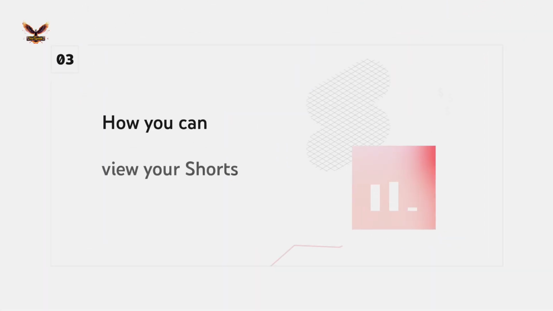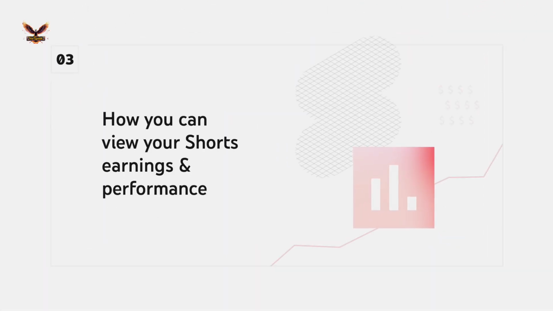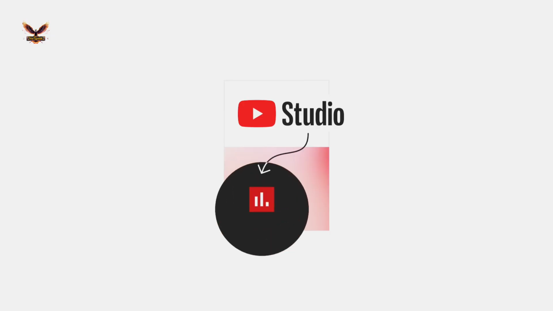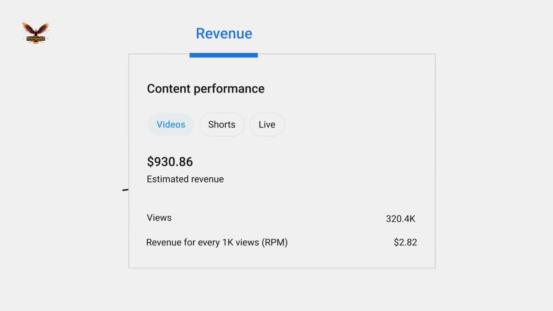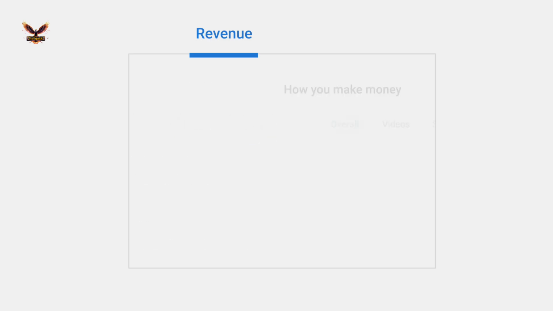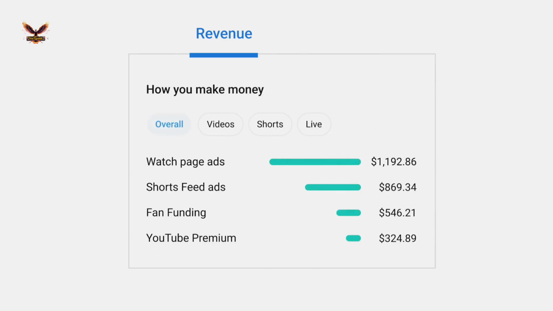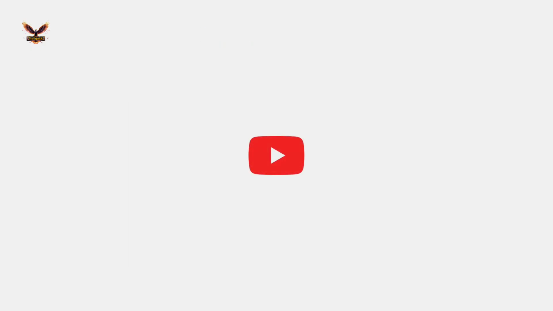Finally, let's walk through how you can view your Shorts earnings and performance. In YouTube Studio Analytics, the Revenue tab will show your daily estimated revenue and views by content type. And the How You Make Money card will show you a more detailed view of how you're earning across Shorts, video, and live content.